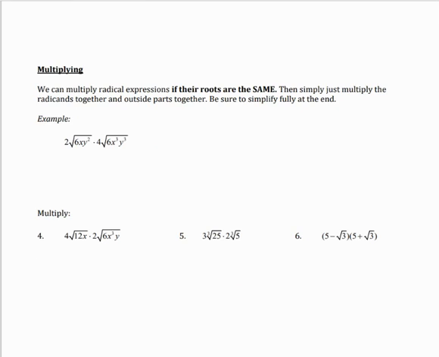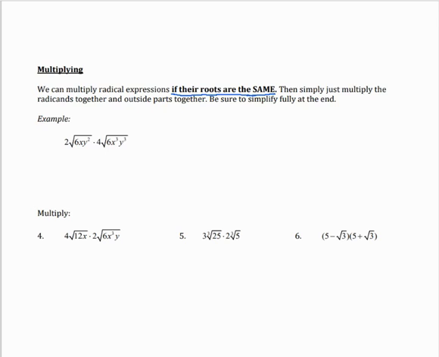So we're going to start with multiplying. For now, when we're multiplying, we need to make sure that the roots are the same, okay? We will learn how to do it without the same roots, but for now, the roots must be the same. So a square root with a square root, a cube root with a cube root. We can't flip-flop that. Then once they are the same, simply just multiply the radicands together, that's the stuff on the inside, and then the coefficients, the stuff outside, together. Make sure to simplify at the end. You can always simplify before, but you may have to simplify again, so it's your choice.